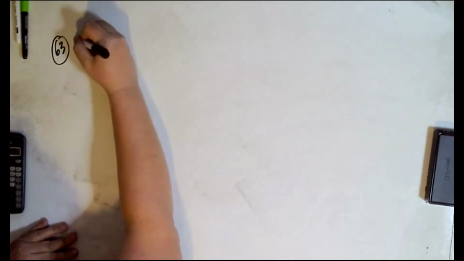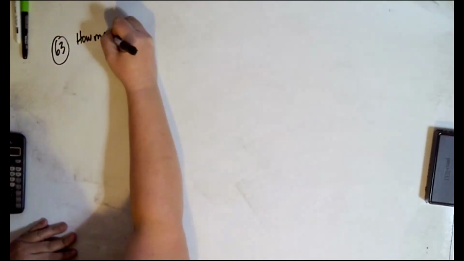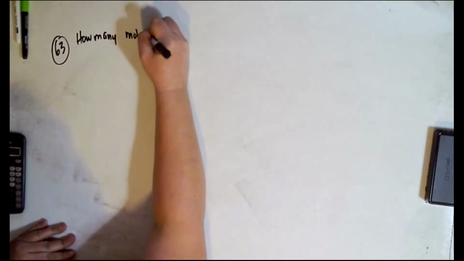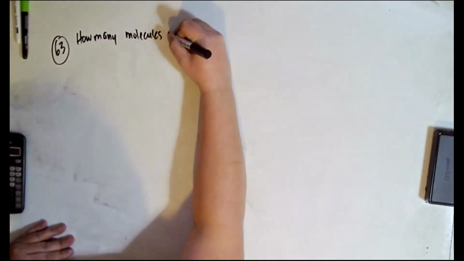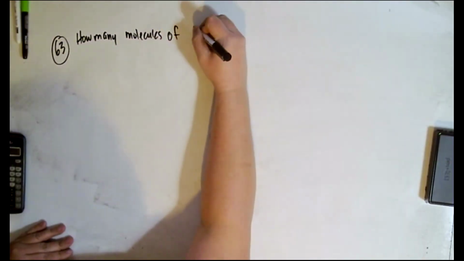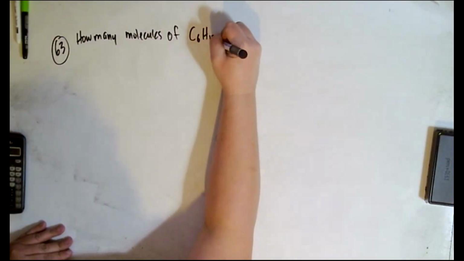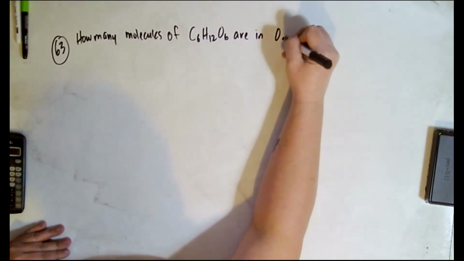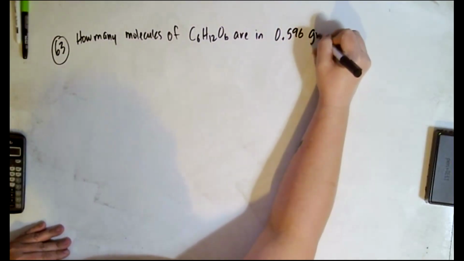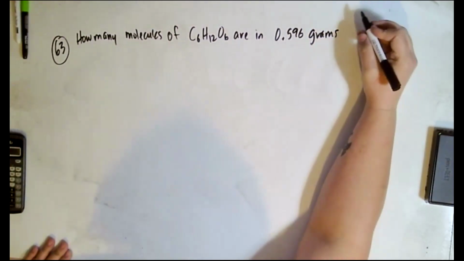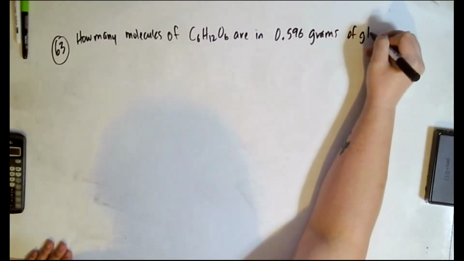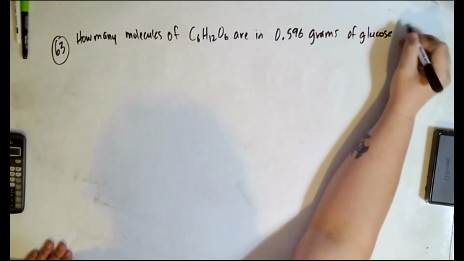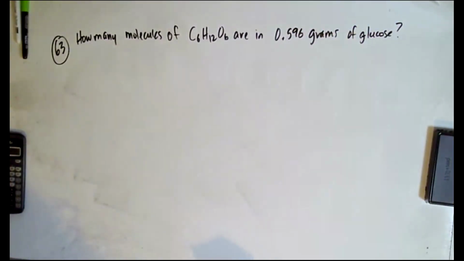All right, number 63. How many molecules of C6H12O6 are in 0.596 grams? That should have said of glucose. So we'll fix it here. Okay, how many molecules are in 0.596 grams?